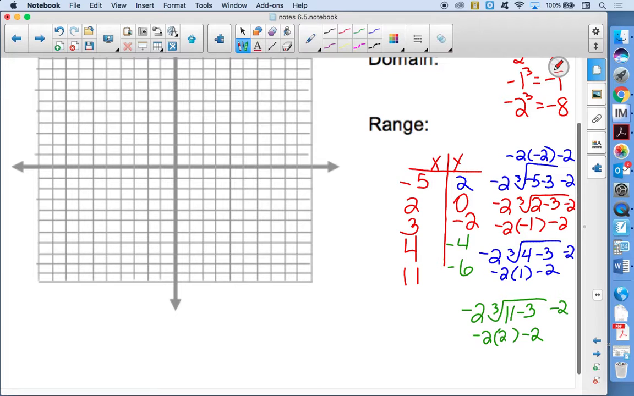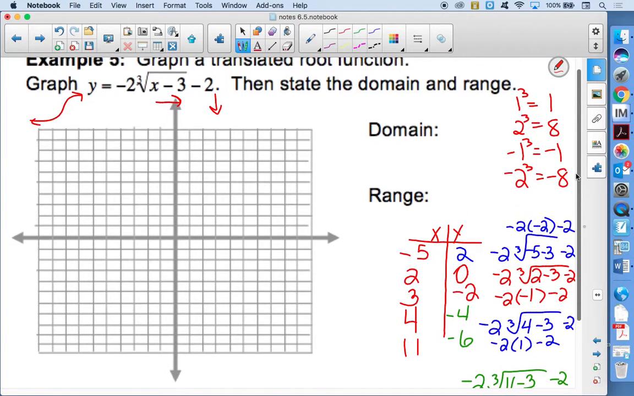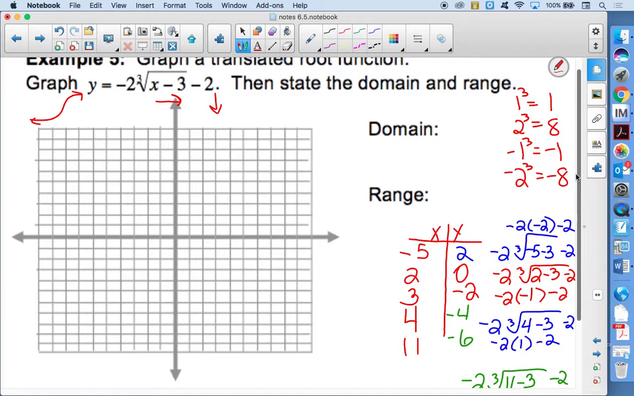So now that we have our 5 points, one that we got from the equation, the other 4 we had to pick ourselves, we're going to plot those 5 points. So -5, 2, then 2, 0, and then 3, -2, 4, -4, and 11, which is 1 off the graph, -6.